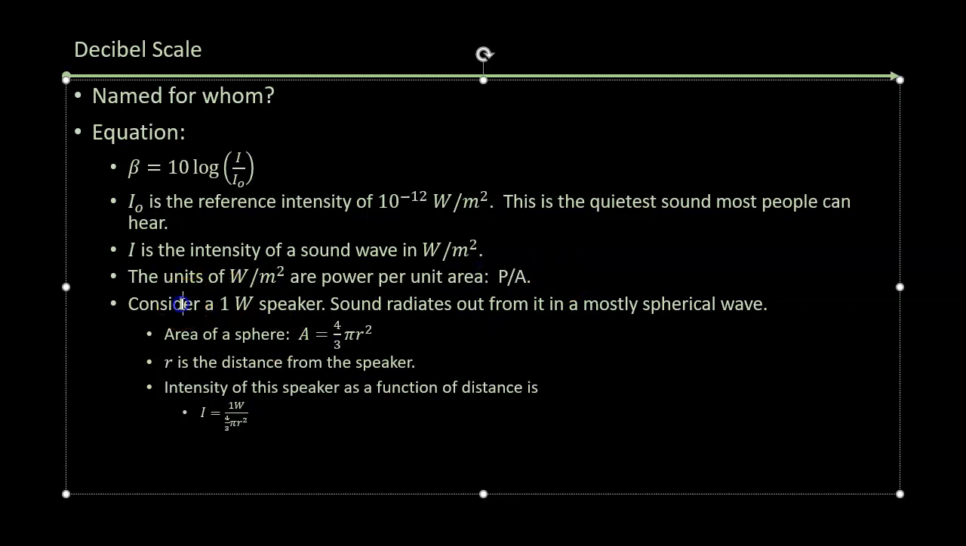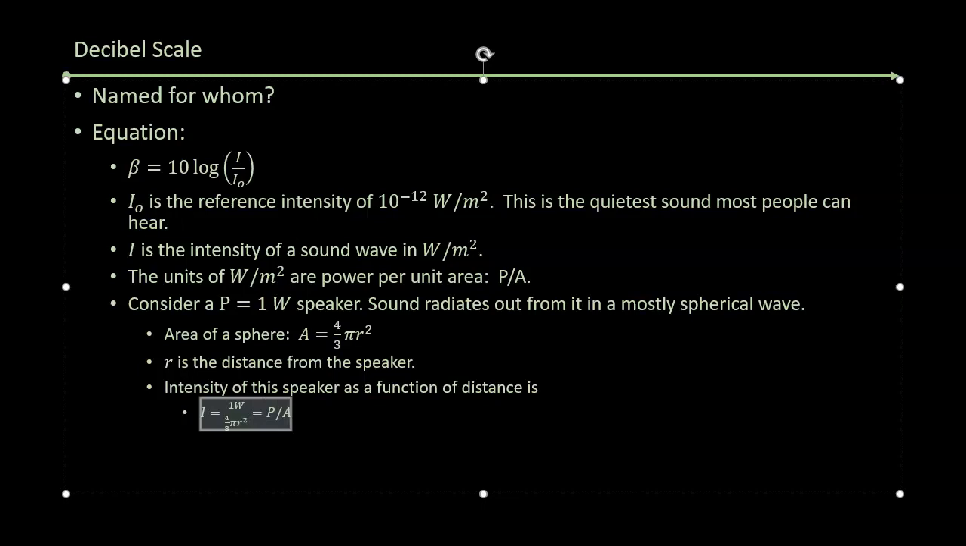And consider a 1 watt speaker. Let's think about this. 1 watt speaker, that's your power. Power is 1 watt. Sound radiates out from it in an almost spherical wave. And the area of a sphere is 4/3 pi r squared. This isn't always completely true, but it's a good approximation most of the time. Speakers can be more directional or less directional. And a purely omnidirectional speaker is 4/3 pi r squared. R is the distance from the speaker. So the intensity is 1 watt over 4/3 pi r squared.